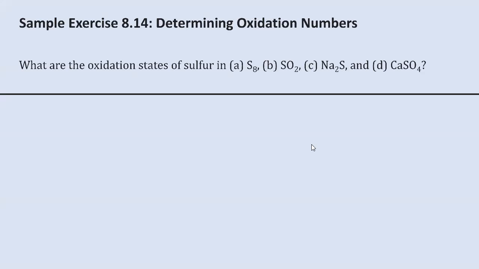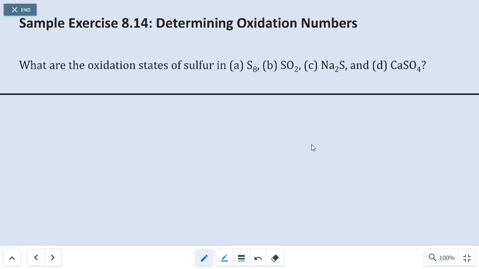So let's do some practice with this. What are the oxidation states of sulfur in S8, sulfur dioxide, sodium sulfide, and calcium sulfate? So we start with the first one. S8, this is the same thing as sulfur by itself. There's only sulfur in this compound.